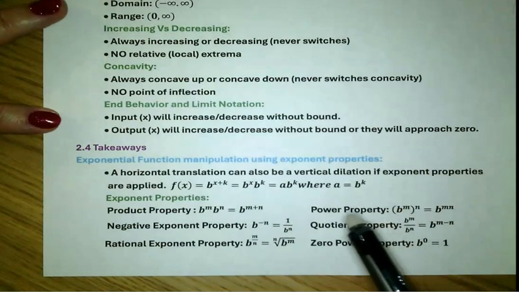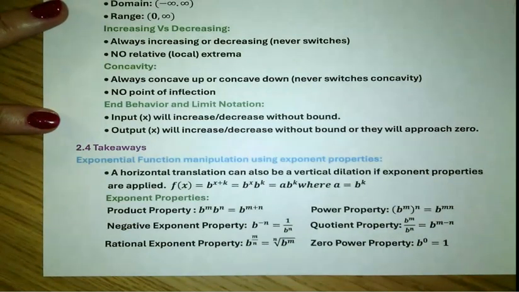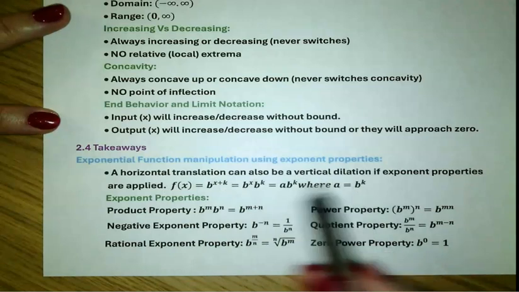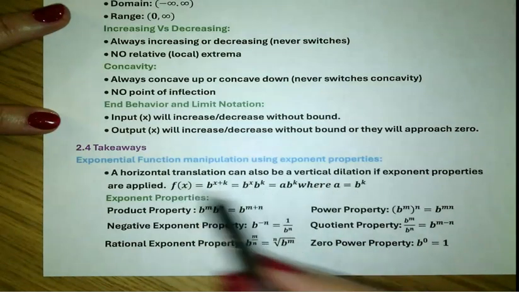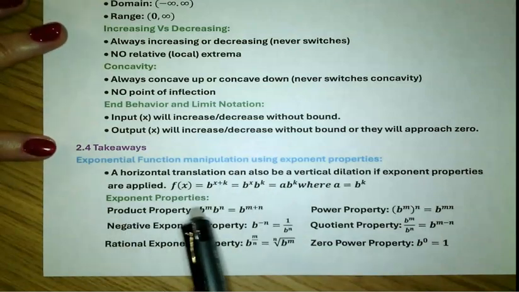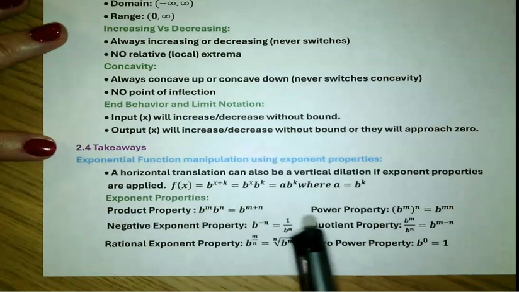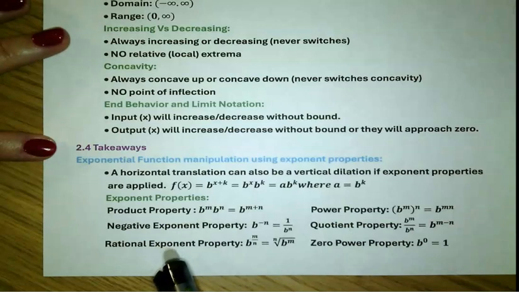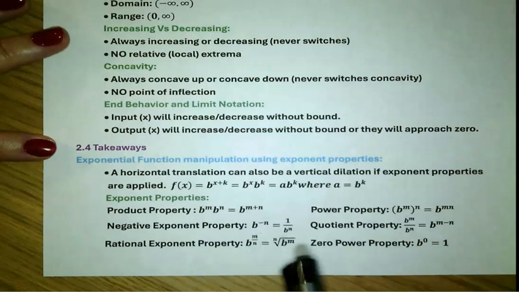Then from the 2.4 takeaways, that's where we were practicing all of our exponents and being able to change the forms of the model and being able to take a horizontal translation and change it into a vertical dilation by applying the properties like we did here. And then we talked about all the other exponent properties. So the product property, the power property, the negative exponent property, the quotient property, the rational exponent property, and I just put the m over n here because remember if m is 1, then it's just b to the power of 1 over n. And then finally the zero power property, which is anything to the 0 power is 1 except 0.